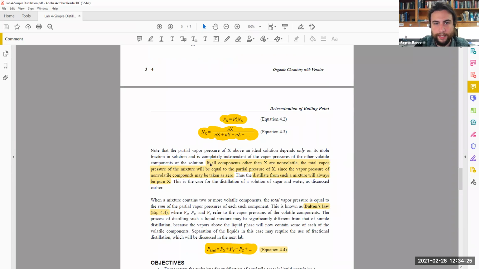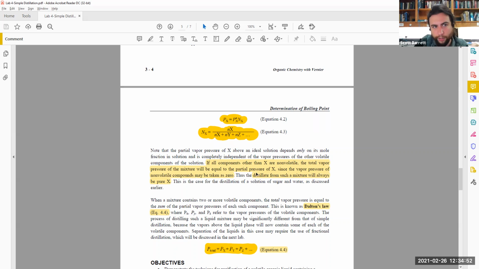we can go ahead and see that if all components other than X are non-volatile, the total vapor pressure of the mixture, and this is very critical, make sure that you understand this. If all components other than X are non-volatile, such as sugar is non-volatile in that water sugar example, the total vapor pressure of the mixture will be equal to the partial pressure of X only. Since the vapor pressure of the non-volatile compounds may be taken as 0, right?